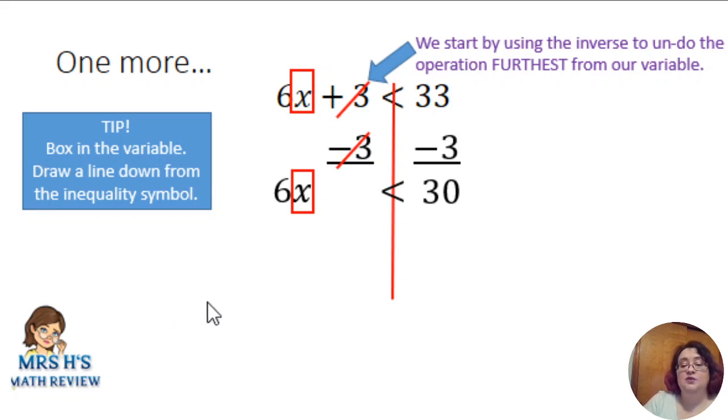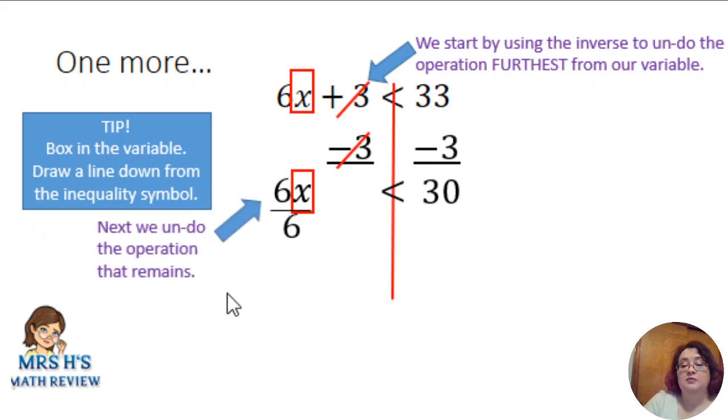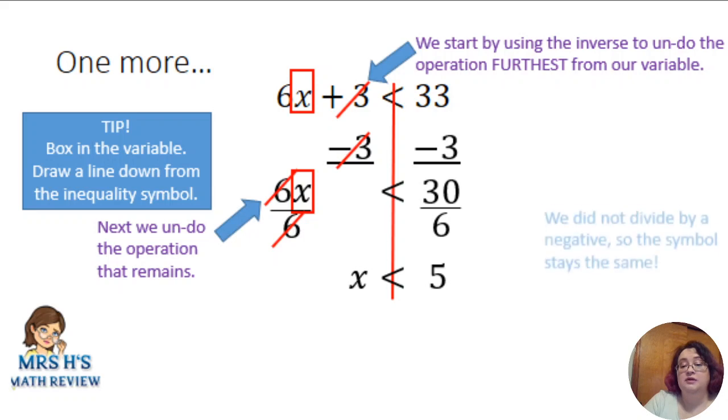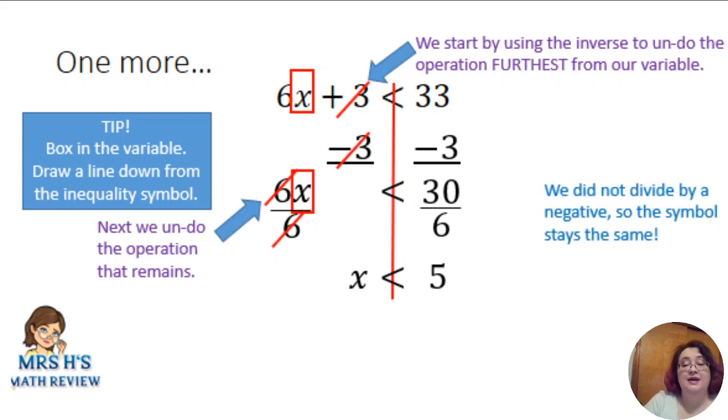All right, next we do the variable, the number that's closest to x, our last remaining operation, 6x, that's multiplication. So we want to use division. Divide both sides by 6. Our 6's cancel. 30 divided by 6 gives me 5. I bring down x, and since I didn't do any multiplication or division with a negative number, I don't change my symbol. So the symbol stays the same. It did not have a line under it in the original problem, so I'm not going to draw a line under it here either. X is less than 5 is our final answer.